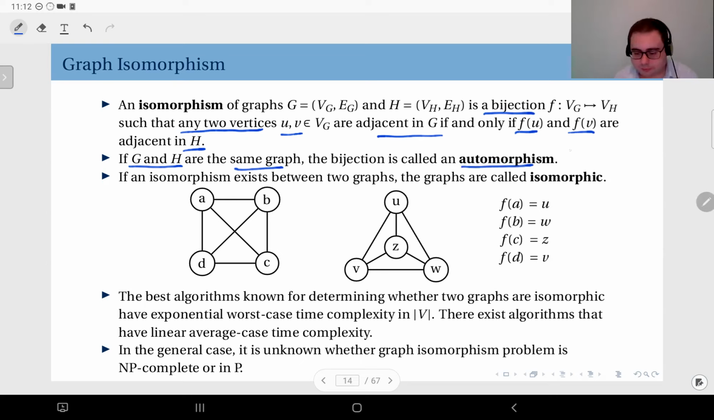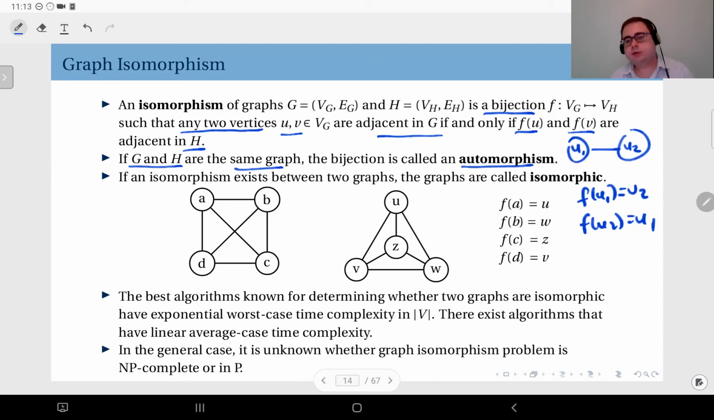For instance, you have a very simple graph here, let's say u1 and u2, and an edge between them. If your bijection is defined as f of u1 equals u2 and f of u2 equals u1, you see this is an automorphism because if you switch the nodes, then the structure is preserved, and therefore this is an automorphism. But let's look at this example.